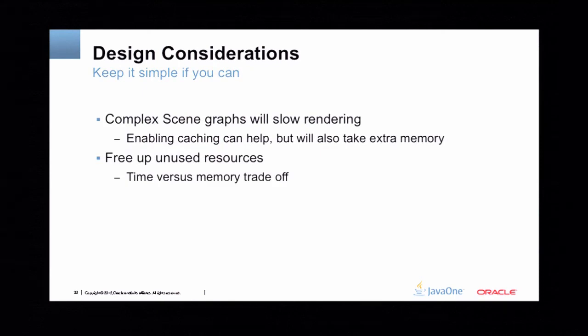Other things to think about. Keep it simple if you can. Really complex scene graphs will slow down rendering. It adds to your computational load. And if you're trying to get a high frame rate, and with all of the FX bindings and stuff like that that are in there to make life easier for you, it really can slow things down. There is a toggle that you can enable caching, but remember when you do that, caching means you're stealing the memory that possibly you need for something else.